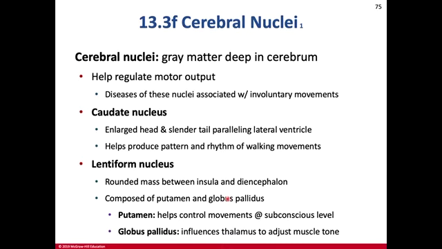The cerebral nuclei are just deep layers of gray matter embedded in the white matter of the brain, okay? So you've got cerebral cortex, which is all gray, and then under that you've got the white matter tracts, and then there will be little pockets in the white matter tracts of gray matter, and those are the nuclei.